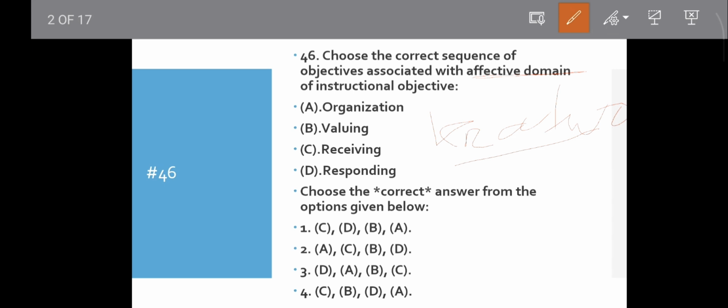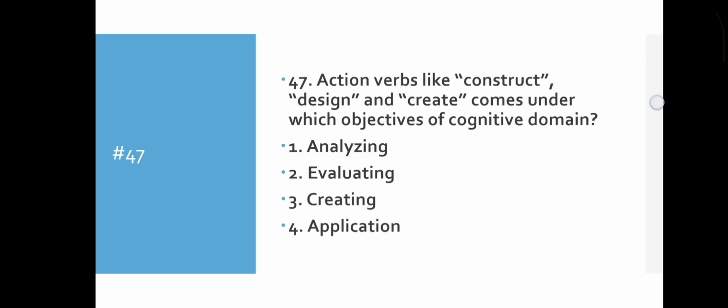First will be what? Receiving. Second will be responding. Then third will be valuing. Then organizing. Then last will be characterization, but it is not present here. So C D B A. Option 1 will be the correct answer. Okay, move to the next question.